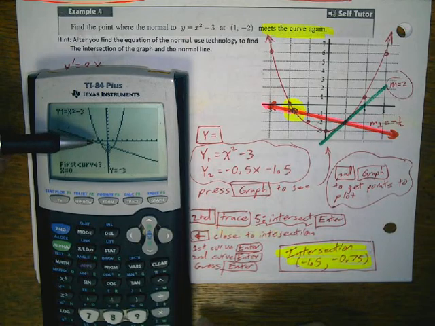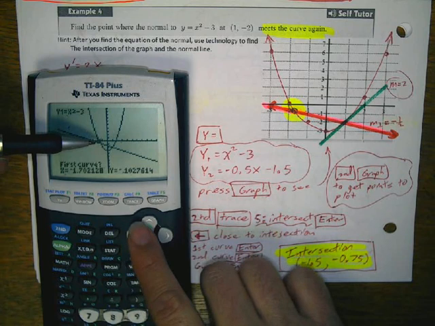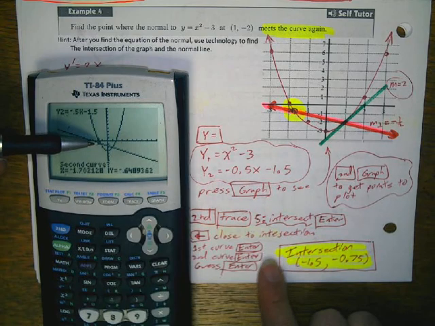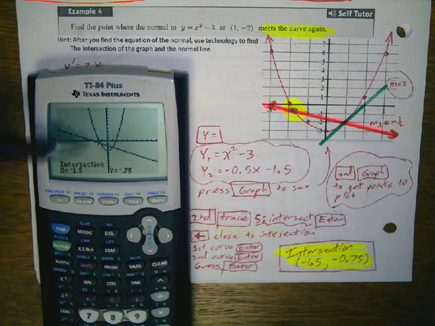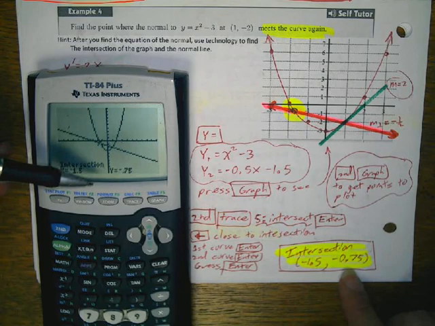Now if I want to see this intersection where my pen is pointing, I have to arrow close to it. Okay, I'm pretty close to it. So it says first curve, I'm going to hit enter. Second curve, I'm going to hit enter. Yes, I'm going to hit enter. And that intersection is negative 1.5 and negative 7.5.